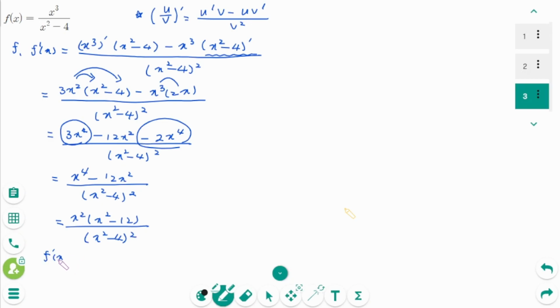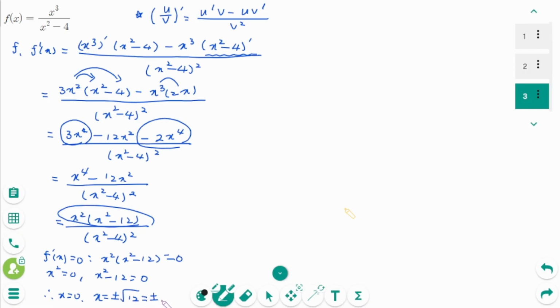F prime of x equals 0. That means the numerator x squared times x squared minus 12 equals 0. Then x squared equals 0 or x squared minus 12 equals 0. That means x equals 0 and x equals plus minus square root of 12. And we can rewrite as plus minus 2 square root of 3.